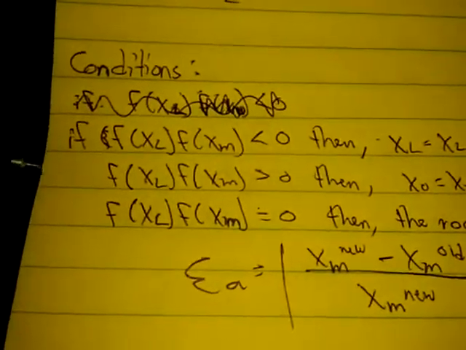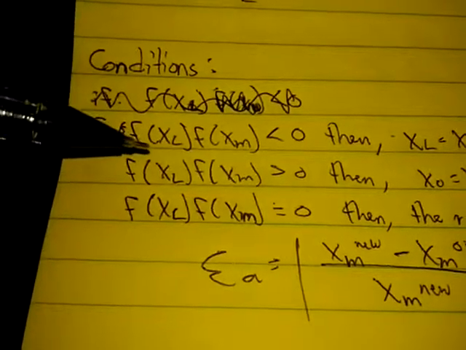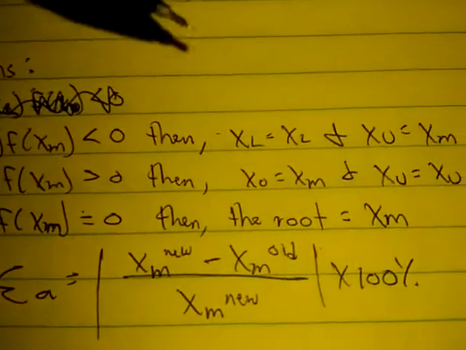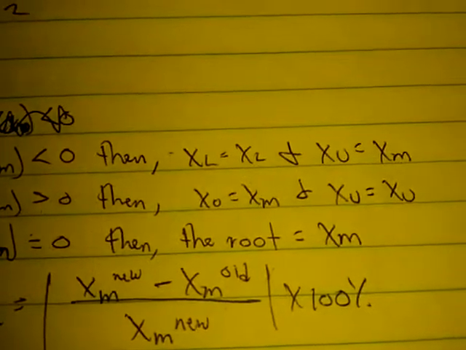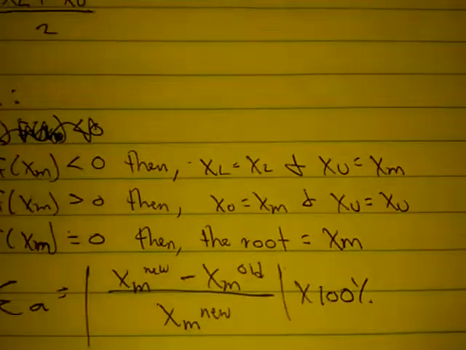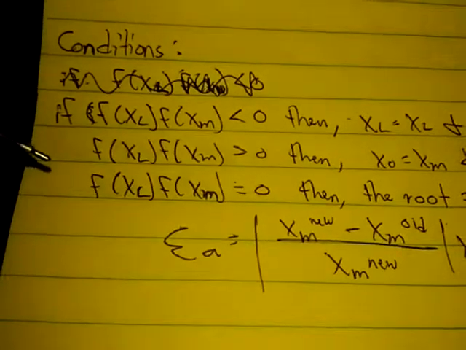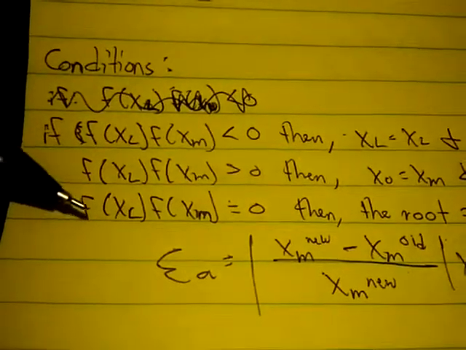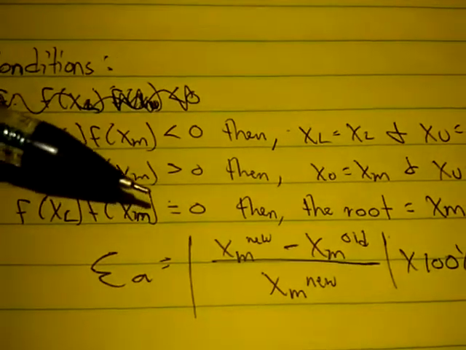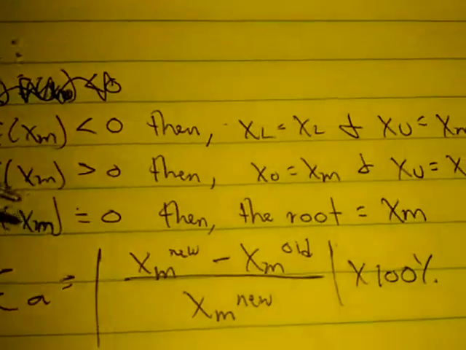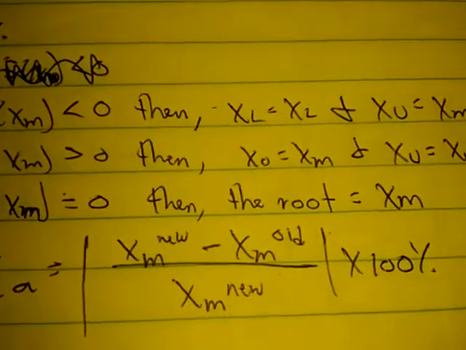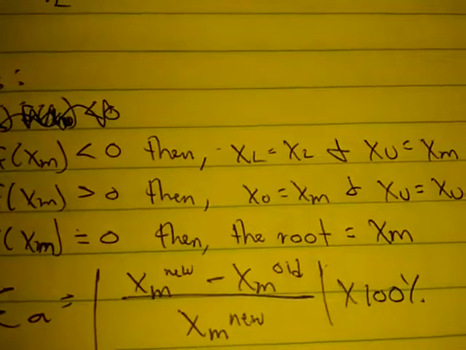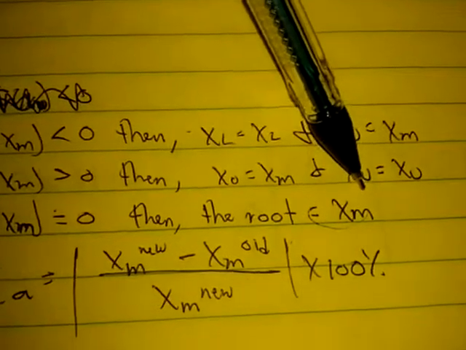So next, if f of xl times f of xm is greater than 0, then xl is equals to xm and xu is equals to xu pa rin. So last, yung pinaka rare case, if f of xl times f of xm is equal to 0, then the root is equals to xm. So ibig sabihin nito, hindi mo na ulit itutuloy yung susunod na iteration. So ito na yung pinaka root niya mismo.